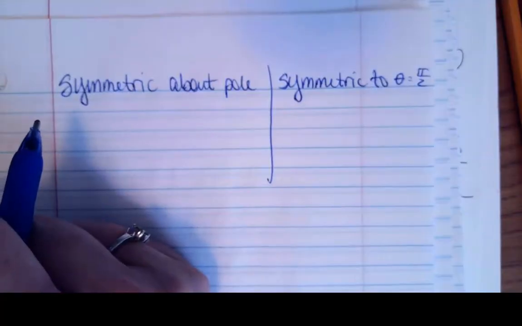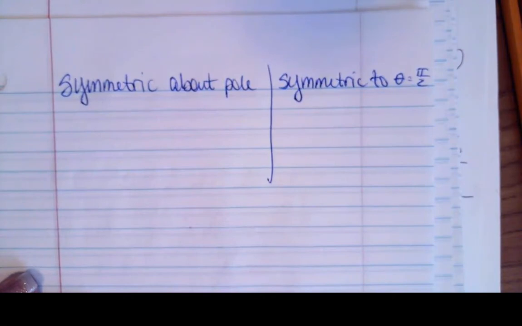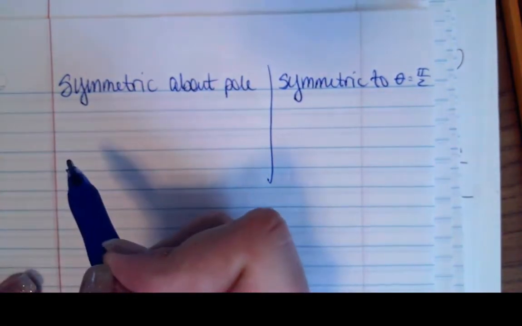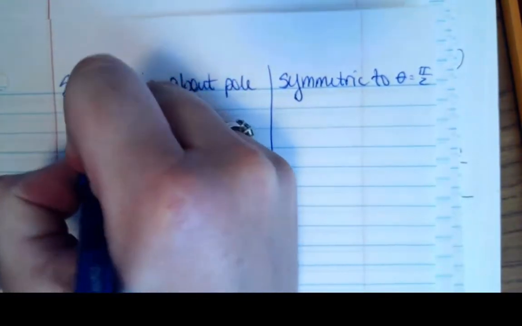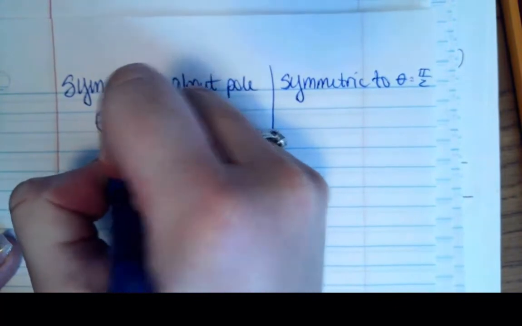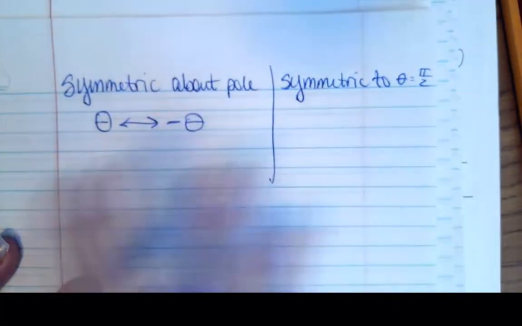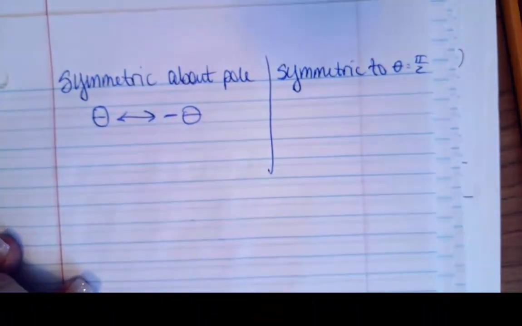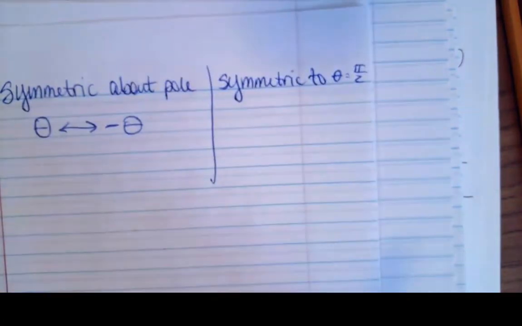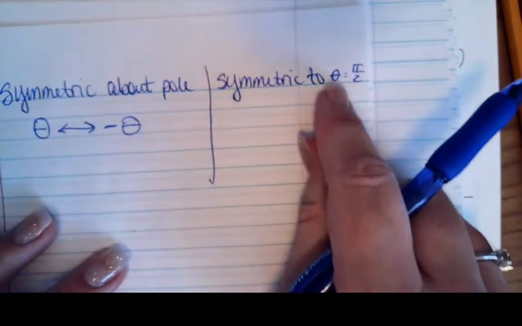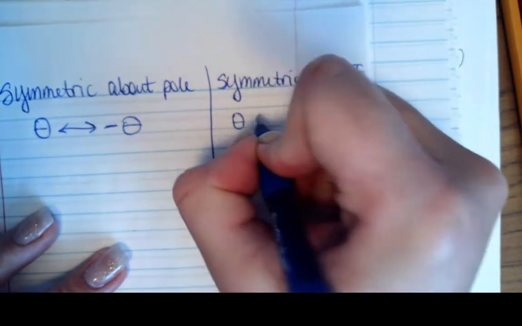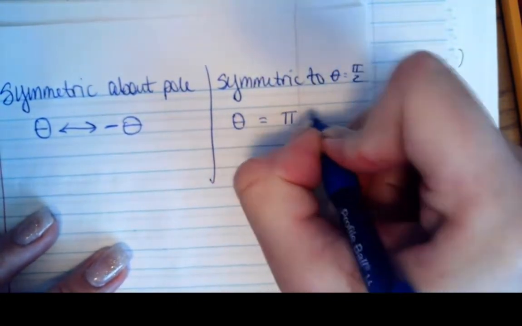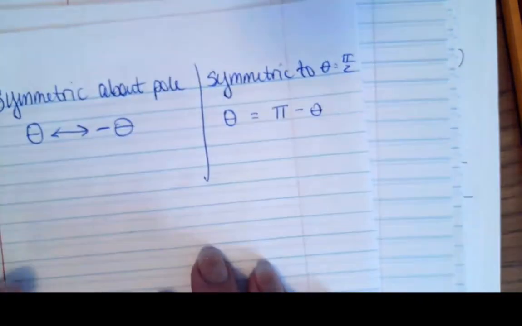For the next 3, we're going to do the graphs of polar equations, and we're also going to check for symmetry. So if I want to know if something is symmetric about the pole, what I want to do is replace theta with a negative theta, and I want to see if everything simplifies down to the exact same thing. If I want to know if it's symmetric to theta equals pi over 2, I'm going to replace theta with pi minus theta and see what I get.